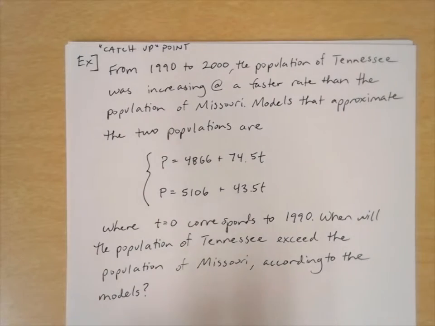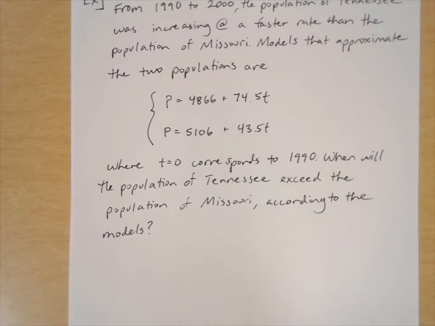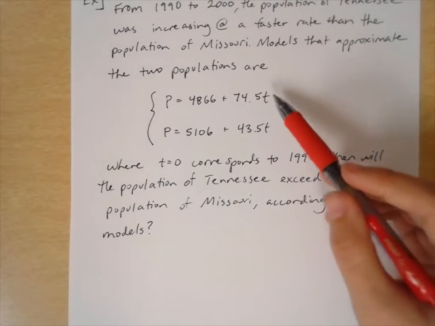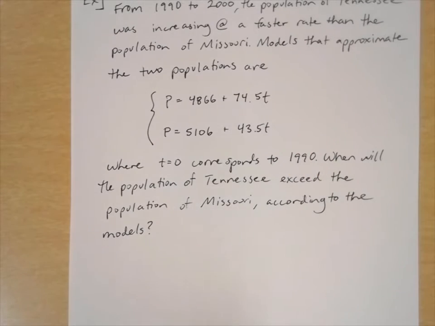Notice that from this problem, we don't know which one of these is Missouri and which one of these is Tennessee. That has no bearing on us finding the right answer here. The point where Tennessee is going to exceed the population of Missouri is going to be the point where these two graphs intersect. And again, we can find that by using substitution and solving the system.